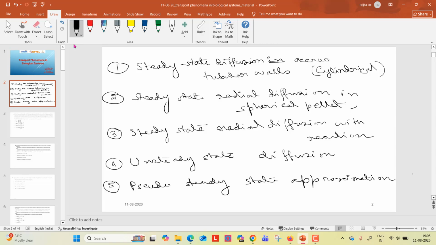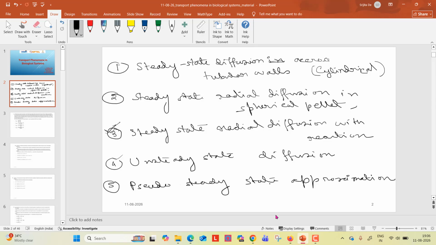So all these 5 derivations, if you practice them yourself, will be very important because these types of questions may come. But in today's lecture, I will show option 3, the steady state radial diffusion with reaction, where you will get to know about the Thiele modulus and effectiveness factor, because this is the most important part of this lecture. And second, if time permits, at the end, I will try to do the unsteady state diffusion.